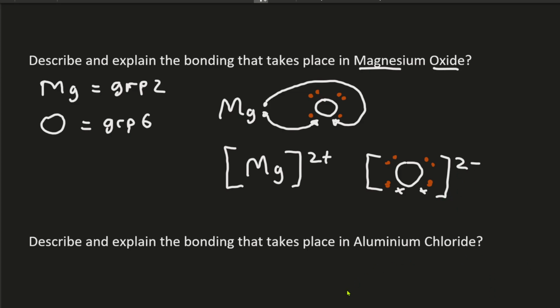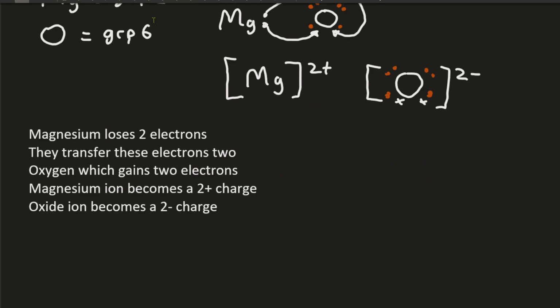Okay? And in this case, this time you have to be careful because now you have to talk about the charges being a 2 plus and a 2 minus. So you would write something like this. So the magnesium loses 2 electrons. They transfer these electrons to oxygen, to 2 oxygen atoms, that should be. So the oxygen then gains 2 electrons.